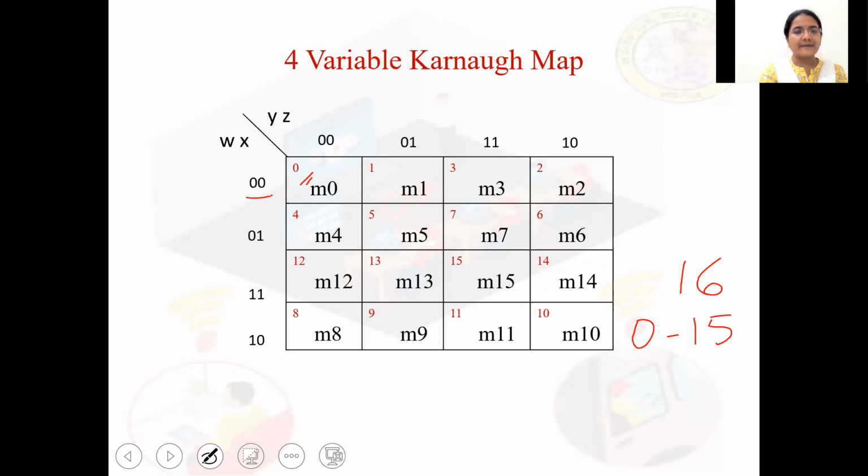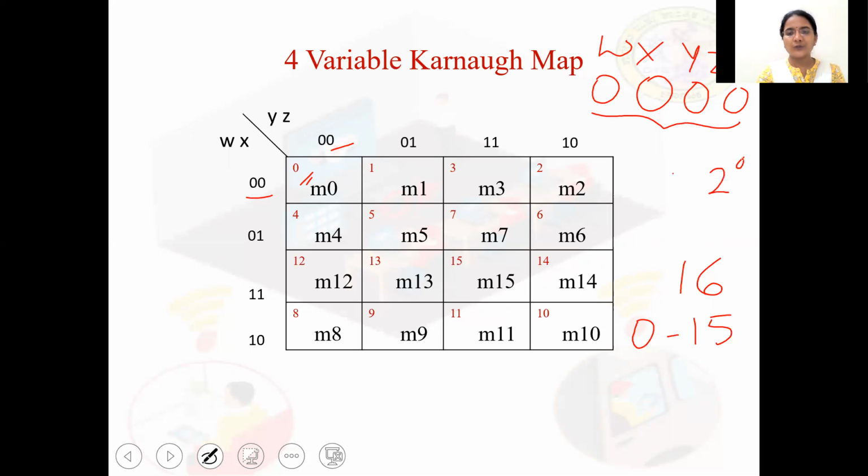Here we are considering the binary weight of each of these variables. For 0, 0, 0, 0 for W, X, Y, Z, the weights are 2 power 0, 2 power 1, 2 power 2, and 2 power 3. That is 1, 2, 4, and 8. The binary weighting is used in order to write the decimal value in the cell.